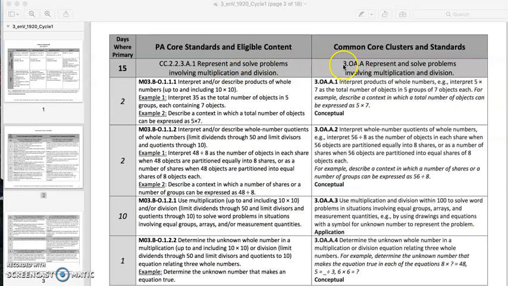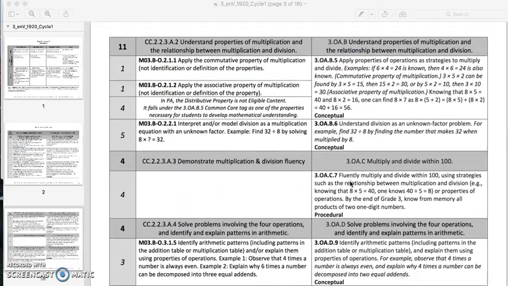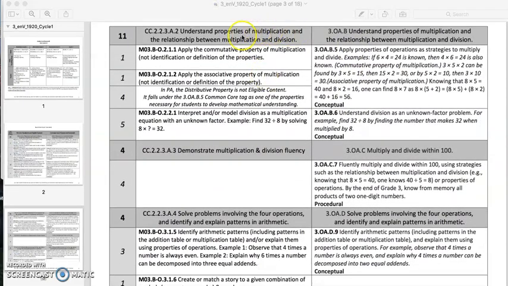Similarly, on the Common Core side, this is the Common Core cluster. And under that Common Core cluster are 4 Common Core standards. So this is the 3.OA cluster, standard 1, 2, 3, and 4. The next page lists more of those. You can see more PA core standards, Common Core clusters, sub Common Core standards, and PA eligible content.